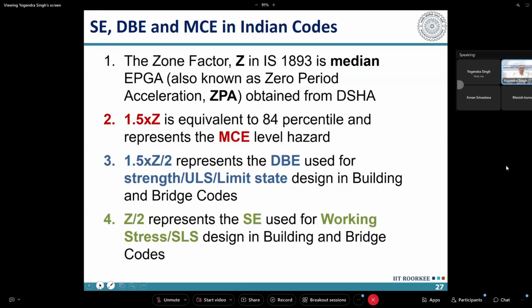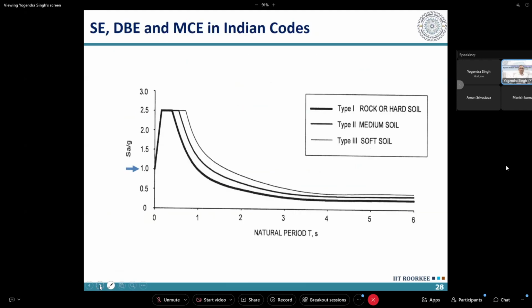Now this can be further validated if we consider the load factors in different modes. To represent what we have seen in the previous slide graphically, this is the shape given in our current code. This is the shape of the response spectra for 3 types of soil, and this value here is given as 1, labeled as Sa by g. But it is wrong. This cannot be Sa by g value. Actually, it is Sa by Z, because it has been normalized by the zone factor, or zero period acceleration or peak ground acceleration.